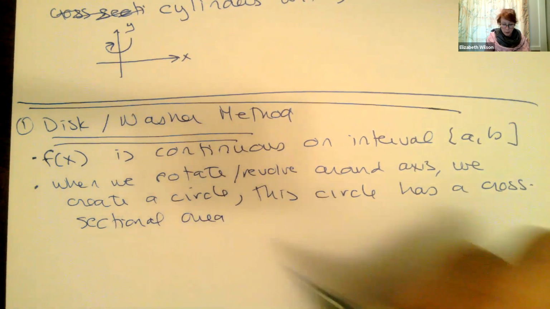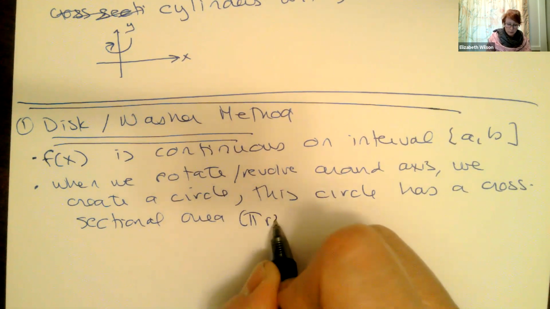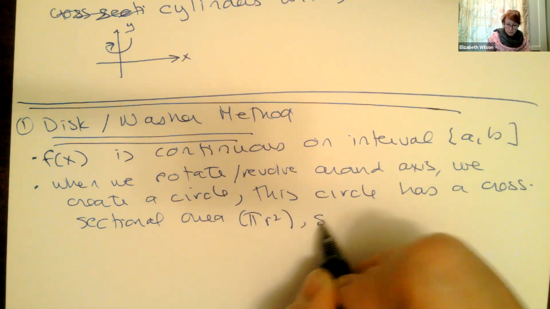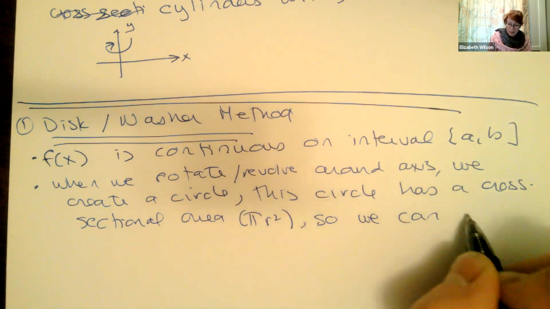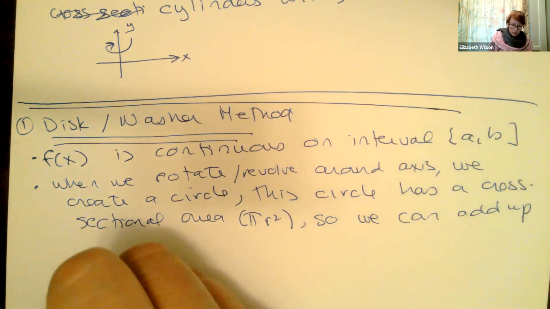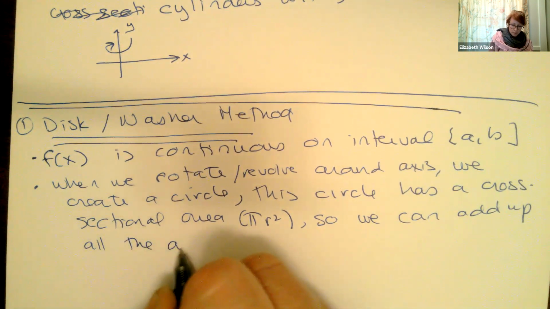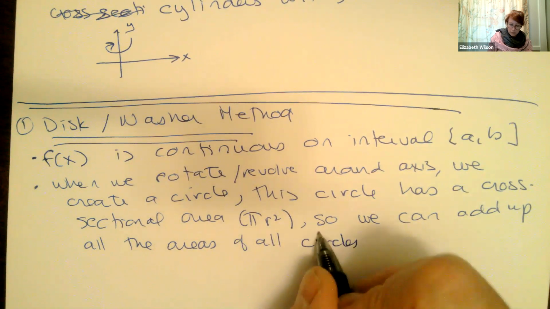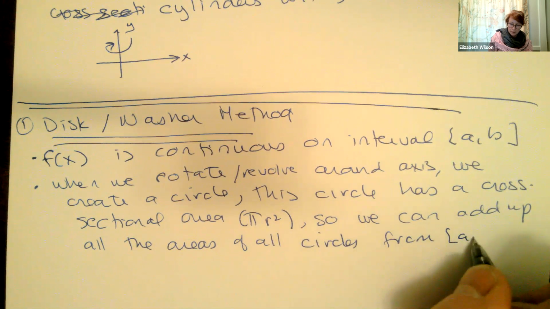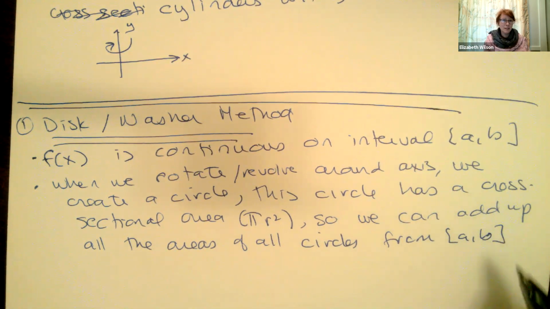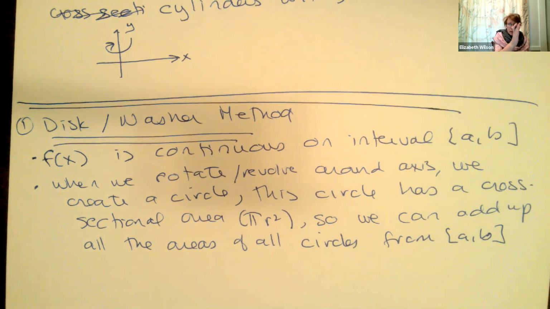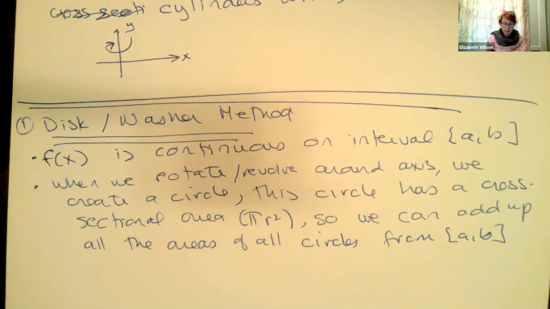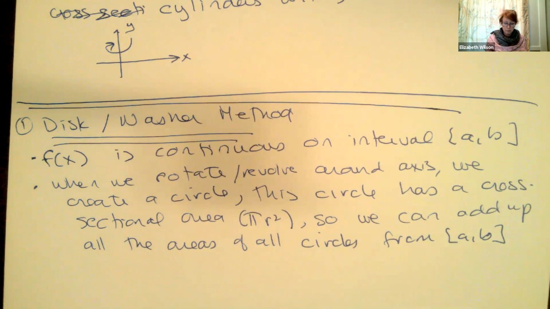It's just pi r squared, right? A circle, pi r squared, okay? And so what we can do is add up all the areas of all the circles from A to B. When we say add up, we really mean integrate, because these circles are infinitely thin. We've got this tiny, tiny little thin circle, and I'm going to add all of those up from A to B, and that's going to give me, in the end, a volume, okay?